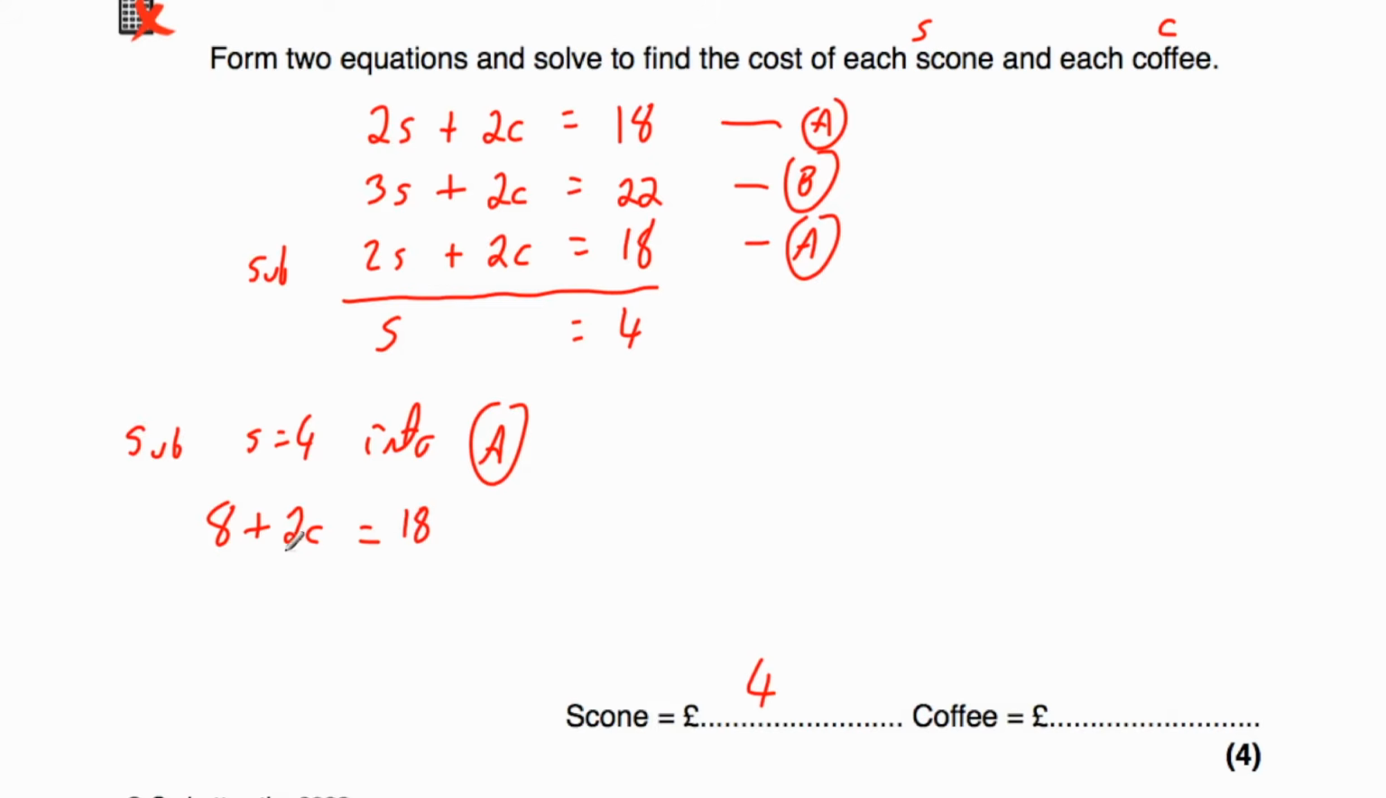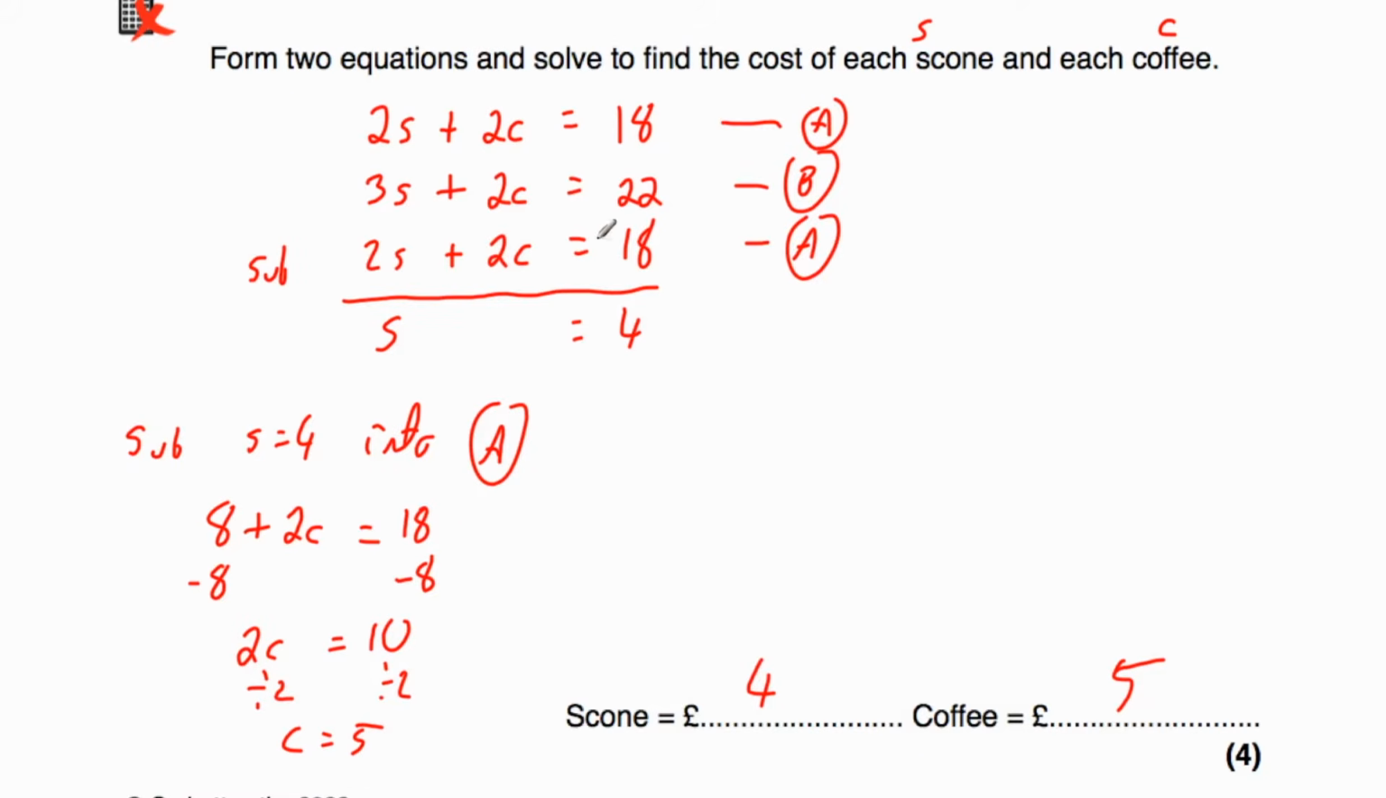So we've got our equation. We want to find out what C is, so let's get rid of this 8. So take away 8 and take away 8. On our left hand side we'll be left with 2C, and on our right hand side we'll be left with 18 take away 8, which is 10. And let's divide by 2 and divide by 2, and we get that C is equal to 5. So the cost of a coffee is £5. So the cost of a scone is £4, and the cost of a coffee is £5.